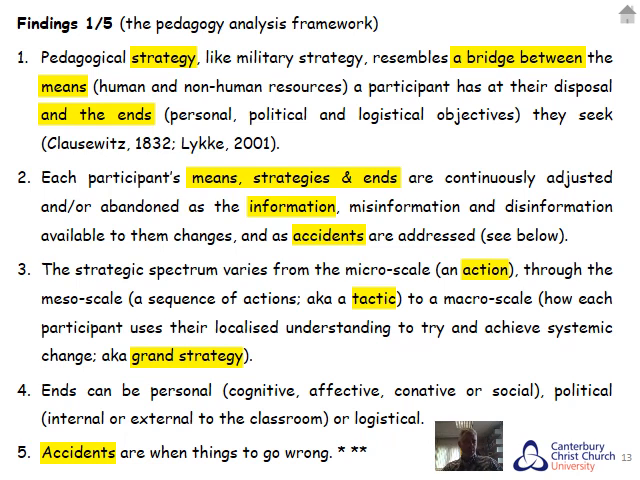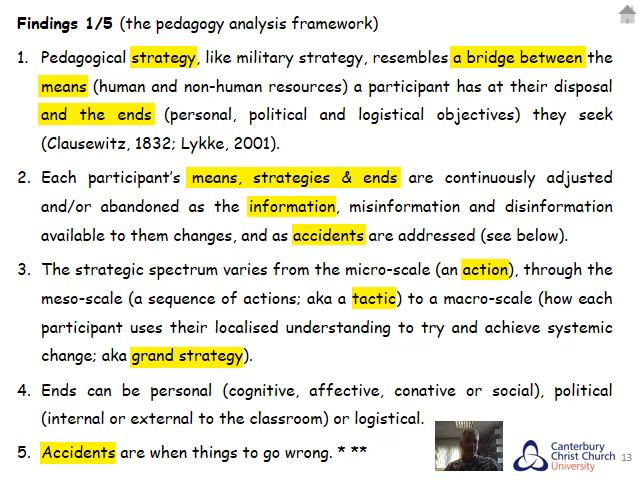The strategic spectrum varies from the micro scale, like actions. Now an action could be something like a pupil putting up their hand, through the meso scale, which would be a sequence of actions, a tactic. So that could be a question and answer sequence, for example, to a macro scale, and that's how each participant uses their localized understanding to try and achieve systemic change. Now, I call that grand strategy in this work.